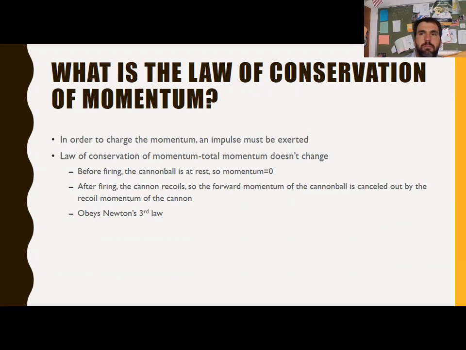Before you fire a cannonball, the cannonball is not moving, so it has no momentum. After it's fired, the cannonball has a forward momentum because it's going forward, and the cannon moves backwards. That's Newton's third law, equal and opposite. Now, here's my question: why does the cannonball go further forward than the cannon goes backwards? The cannon's heavier. Bingo. The cannon is heavier.